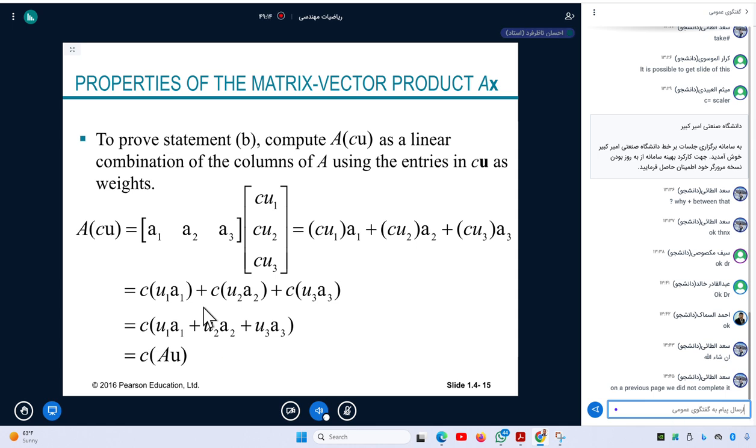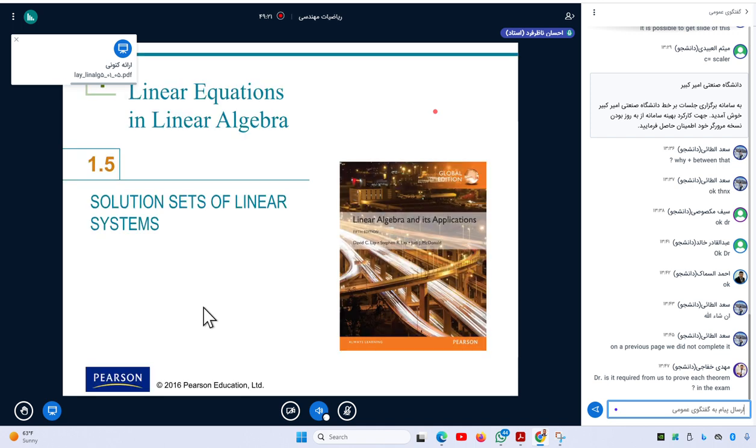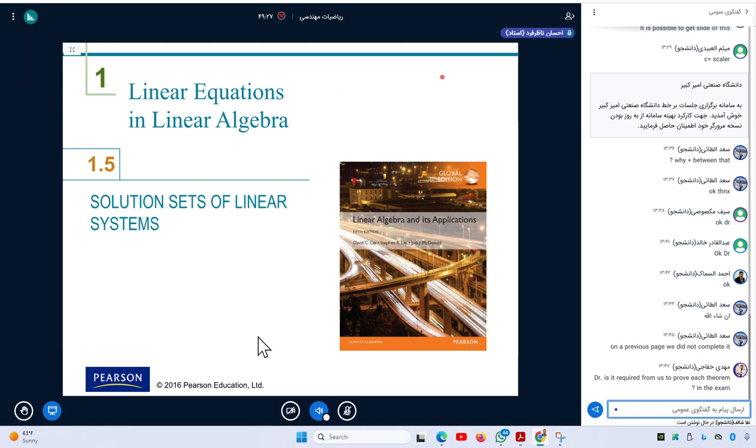So brothers, this was the fourth chapter, and this is the fifth chapter. So 1.1, 1.2, 1.3, 1.4, and this is 1.5, solution sets of a linear system.